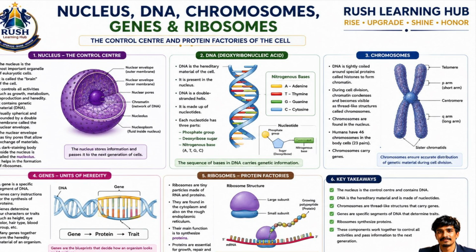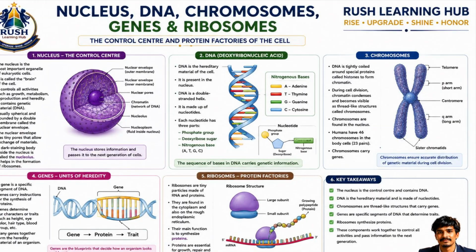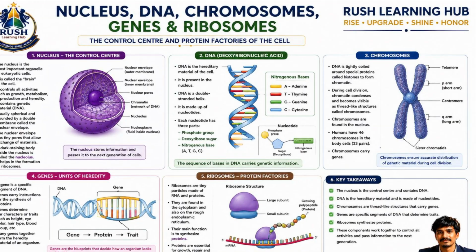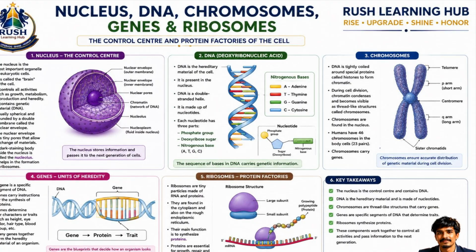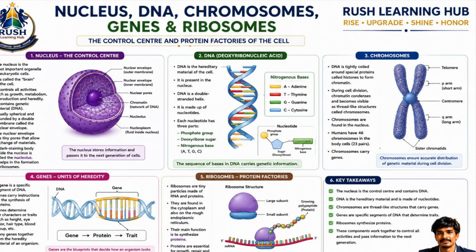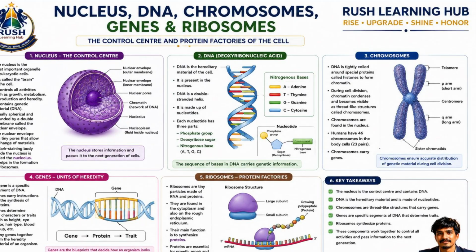Chromosomes are extremely important because they carry genetic information from one generation to the next. Humans possess 46 chromosomes arranged in 23 pairs. Students should remember this number because it is frequently asked in examinations.